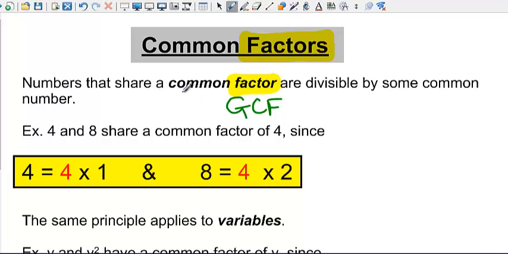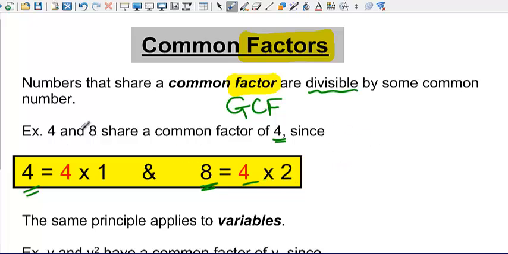So we say that numbers that share a common factor are divisible by some common number. So the key is divisibility. For example, 4 and 8 both share a common factor of 4 since they're both divisible by 4. So here's the demonstration, the big yellow box. 4 is 4 times 1, and 8 is 4 times 2. 4 is a basic building block for both numbers.